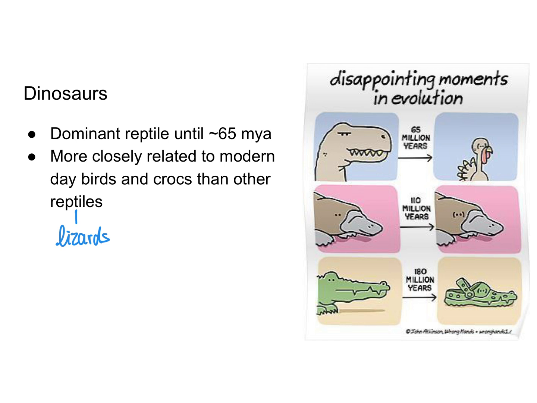And this is a funny meme here. So, disappointing moments in evolution, and it shows a dinosaur here, and then 65 million years later, it's showing a turkey. The other ones on this meme, so this is a platypus, and you'll see that the platypus basically hasn't changed. And then this one shows a crocodile, and this is a croc shoe.